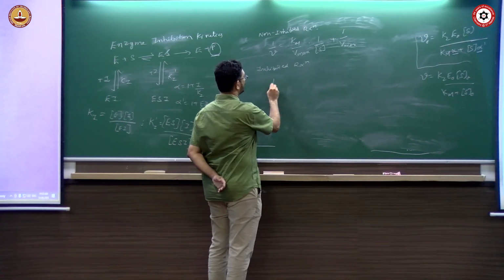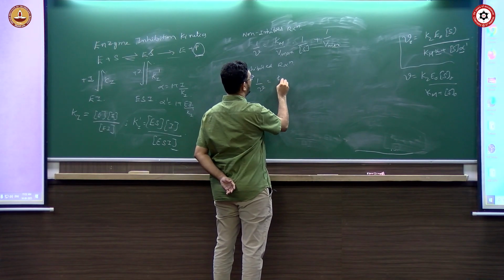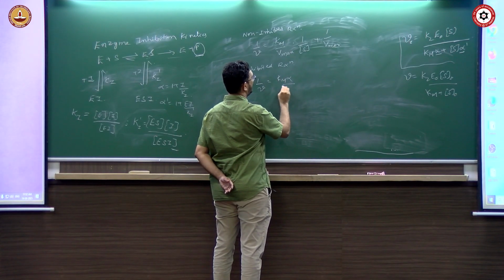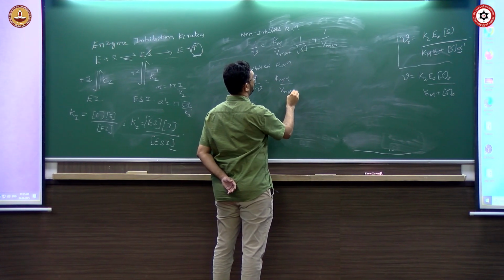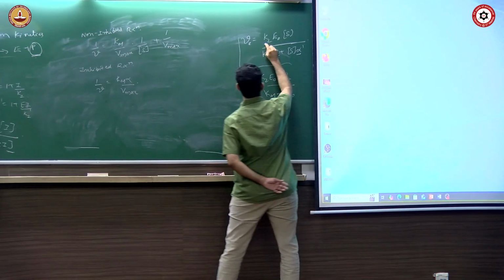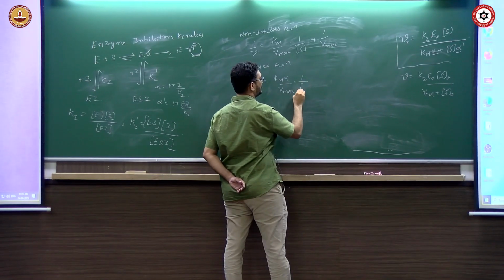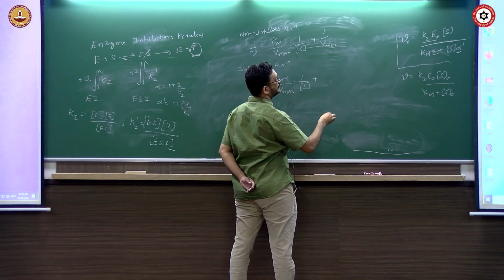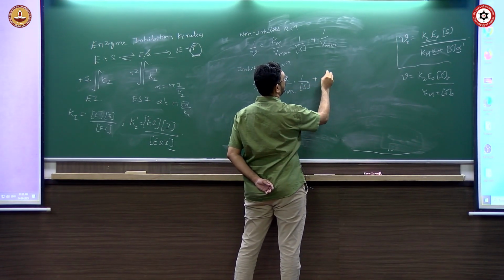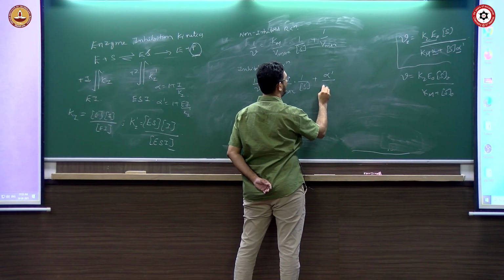1 by nu is equal to Km alpha by Vmax, right? That K2 into E naught is nothing but your Vmax, right? So Vmax into 1 by S plus alpha prime by Vmax.